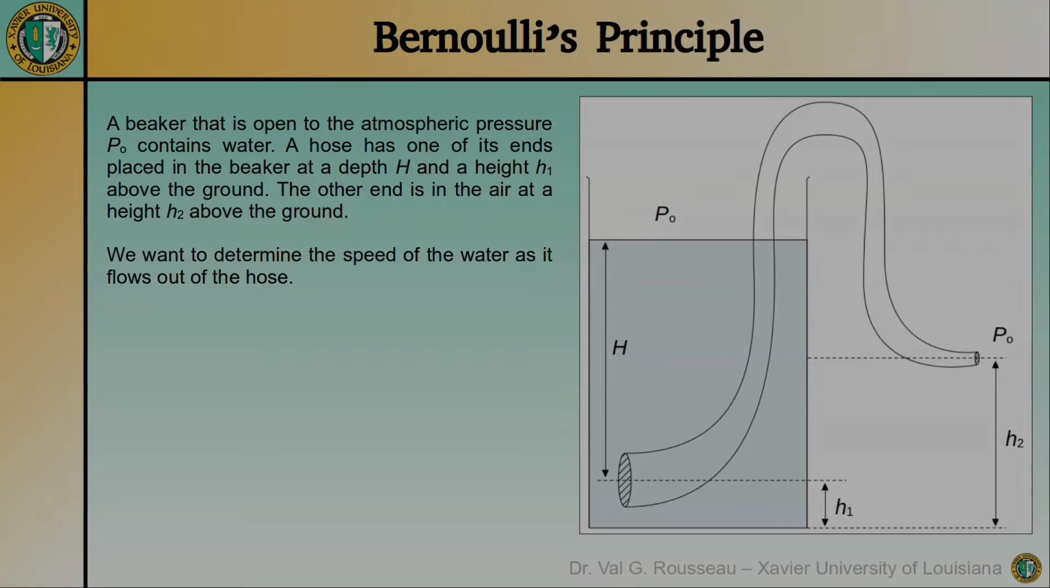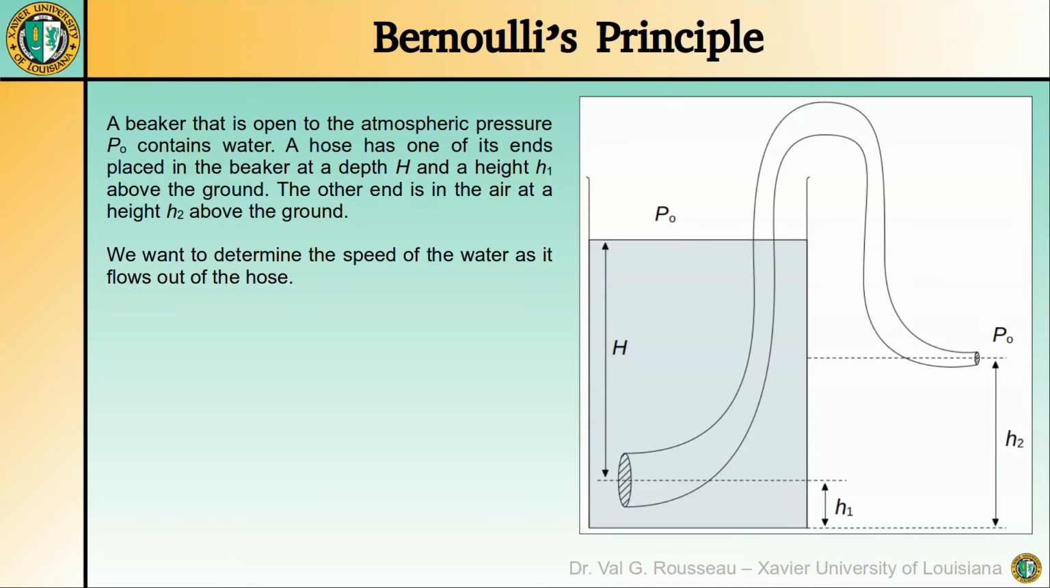Hi everyone. In this video, we are going to see an example of application of Bernoulli's principle. We consider here a beaker that is open to the atmospheric pressure P0, which contains water. A hose has one of its ends placed in the beaker at a depth h and a height h1 above the ground. The other end is in the air at a height h2 above the ground.